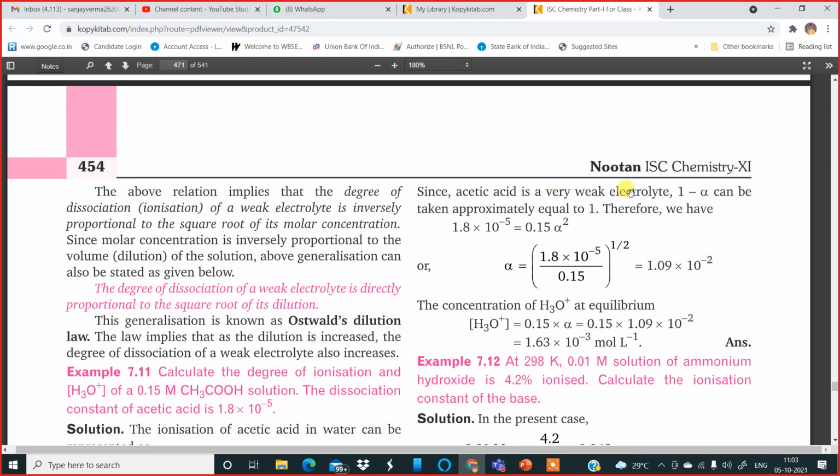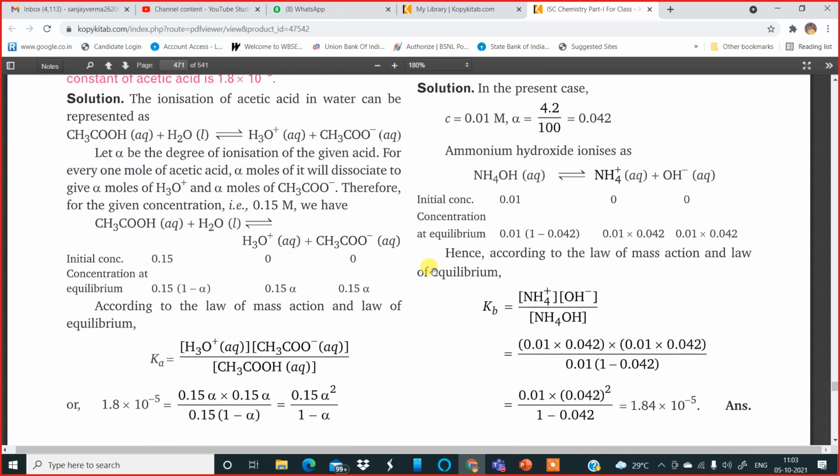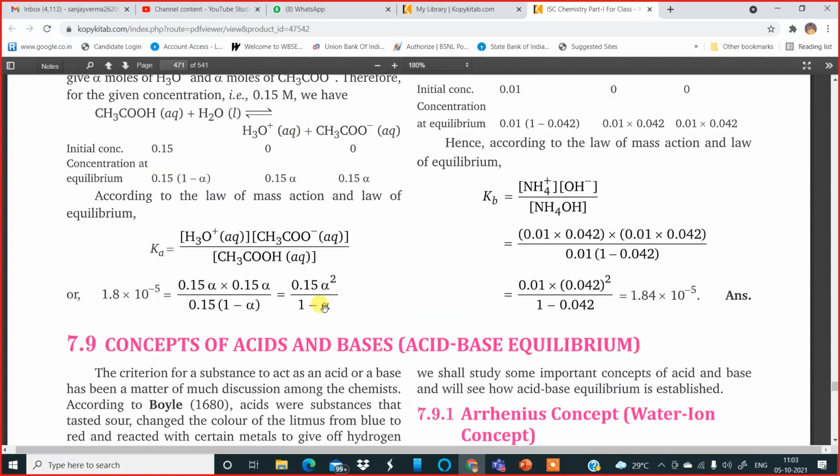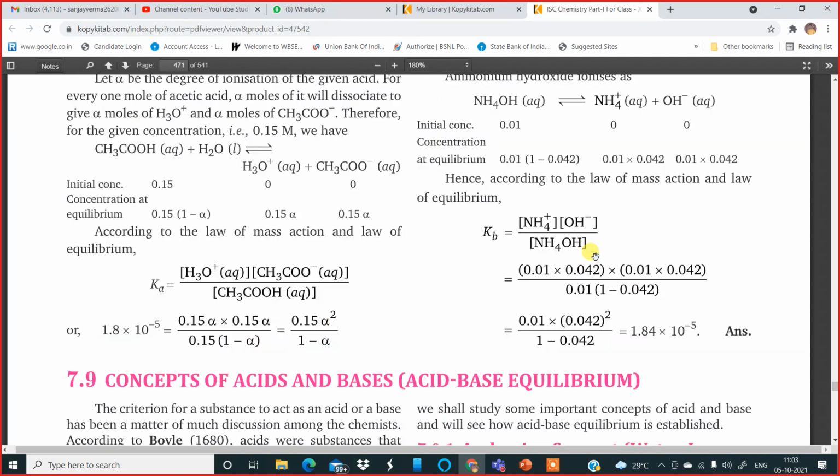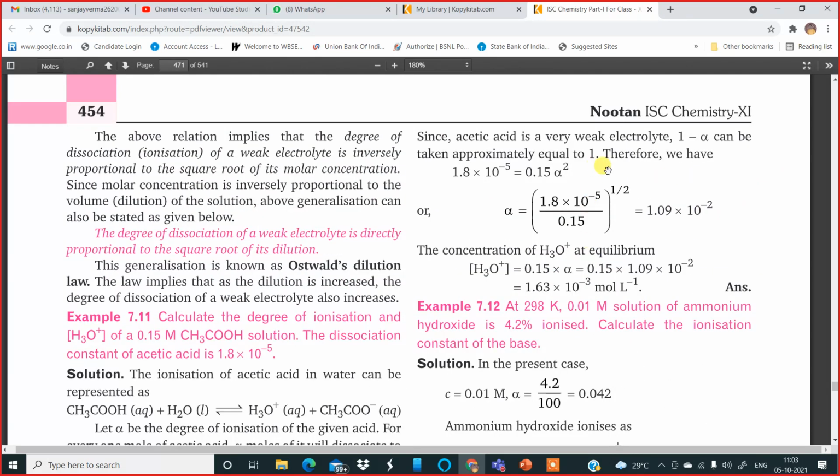Since acetic acid is a very weak electrolyte, 1 minus alpha is taken to be 1. Making that assumption, 1 minus alpha is taken as simply 1, because it is a weak electrolyte and the value of alpha is very, very small. So we can write 1.8 × 10^-5 = 0.15 alpha squared. Simplify this, alpha becomes equal to (1.8 × 10^-5 / 0.15)^(1/2), because it comes under the square root. So we get 1.09 × 10^-2, that is the value of the degree of dissociation.